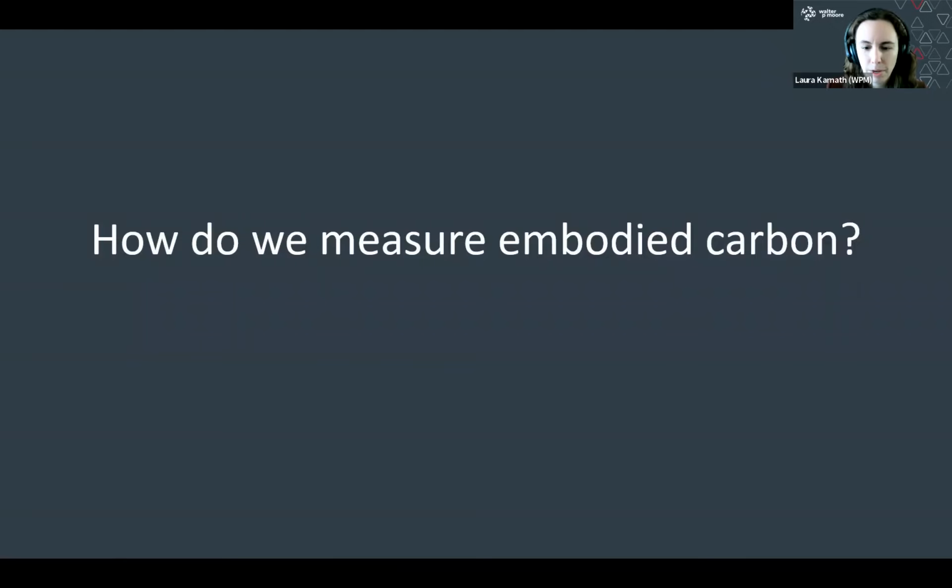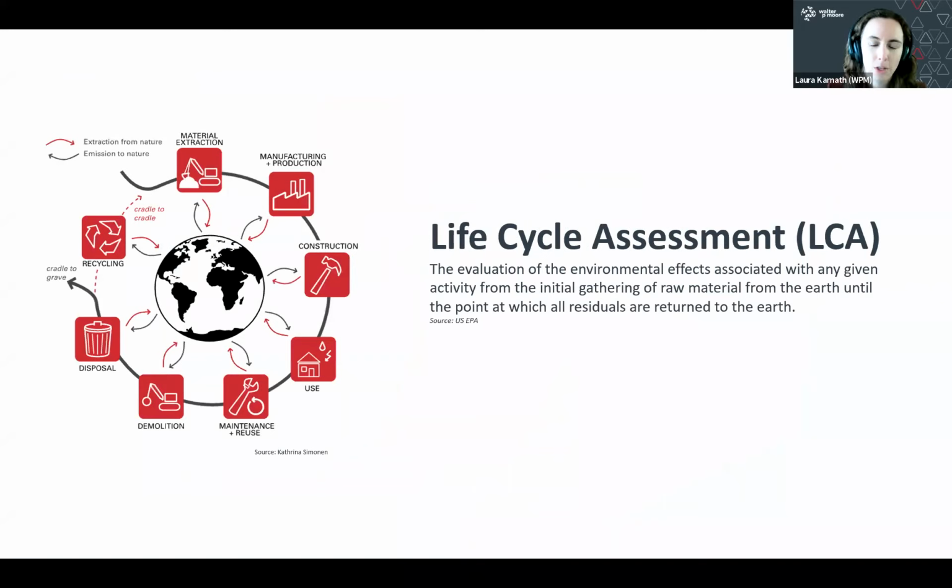So how do we measure this? How do we understand this? How do we move forward and do something? We can start by doing life cycle assessment, which, as you learned in the last presentation, is the evaluation of the environmental effects associated with doing something, from the initial gathering of raw materials all the way through until those materials are either returned to the earth through disposal or hopefully recycled and reused in a new way. And there are a number of tools available to us as architects and designers of the built environment that we can use for that, which we'll get into in a little bit.